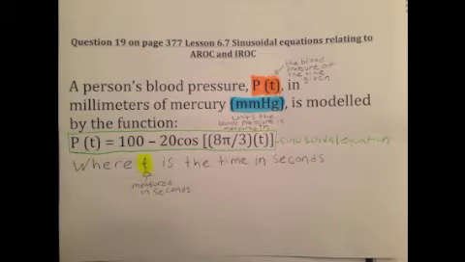Recall from question 19 that a person's blood pressure, P of t, in millimeters of mercury is modeled by the function below. P of t is the person's blood pressure based on a given time. mmHg is the unit used to measure the blood pressure, and t is measured in seconds.